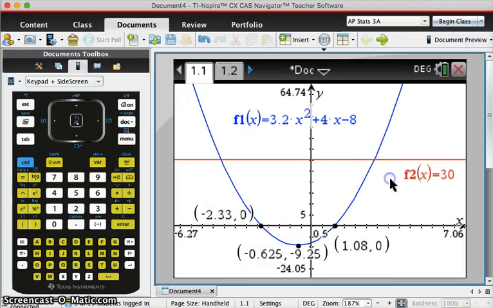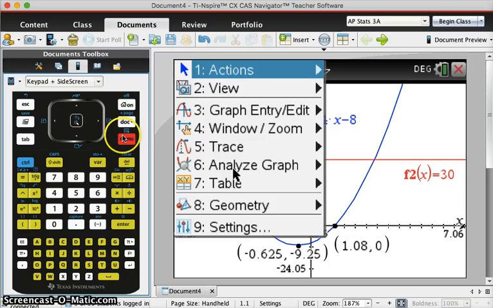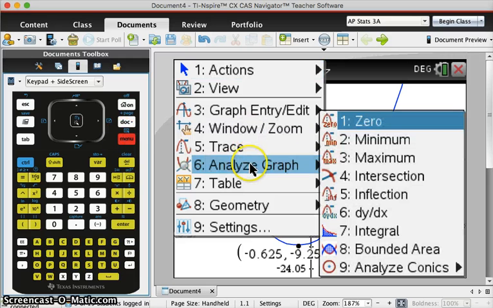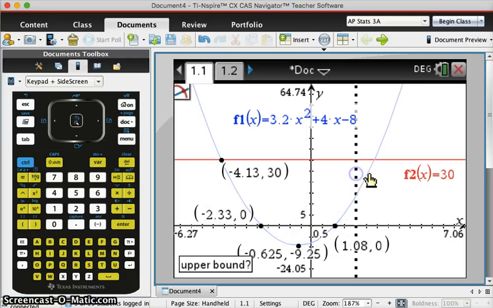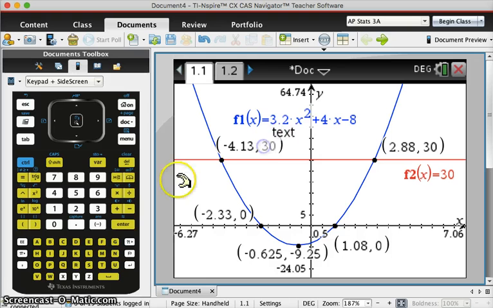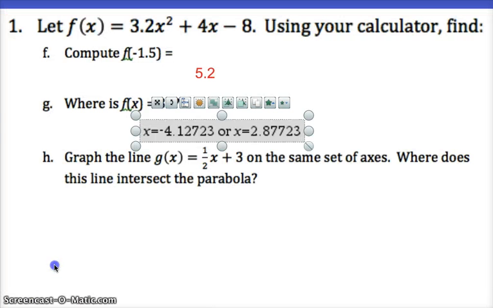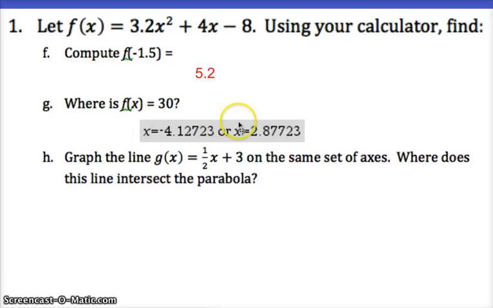And I think you've done this before. Intersect between here and here, and do another intersection, analyze intersection between here and here. Since there are only 2 functions in my graph, it's happy enough to know which functions I'm talking about. Anyway, negative 4.13 and positive 2.88, and that's it. I kind of like these better. These are a little nicer, because those are the values, they have more decimals in there, and they're a little more exact. You can do it either way. I'll take it either way on the test.